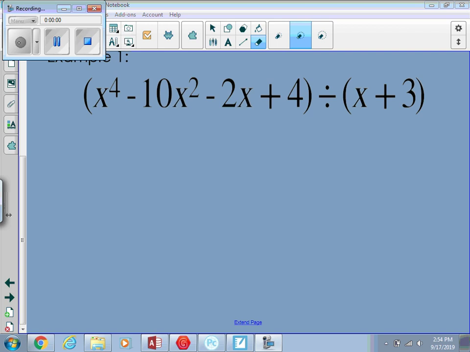Okay, so we're going to talk about synthetic division. Synthetic division is very similar to long division, but it's a lot quicker. It's a lot shorter of a process. So we're going to take the coefficients of the numbers in front.